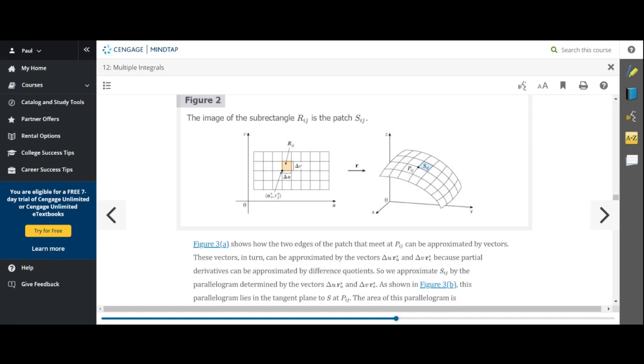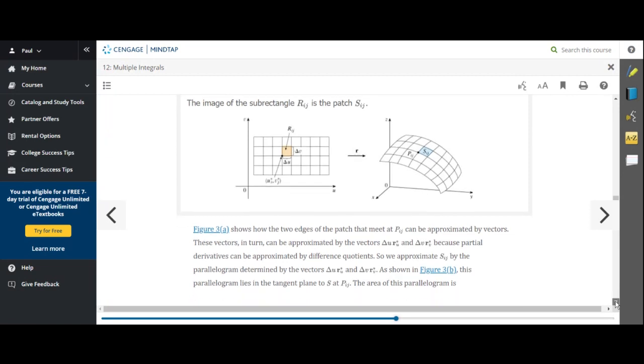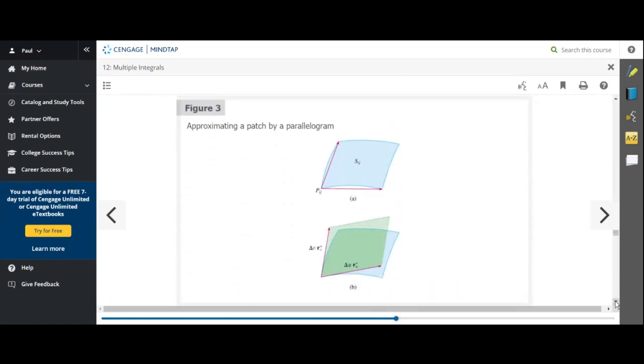Okay, so how do we find the surface area of a patch? Well, what we can do is approximate it, of course, by what they're showing here in Figure 3.